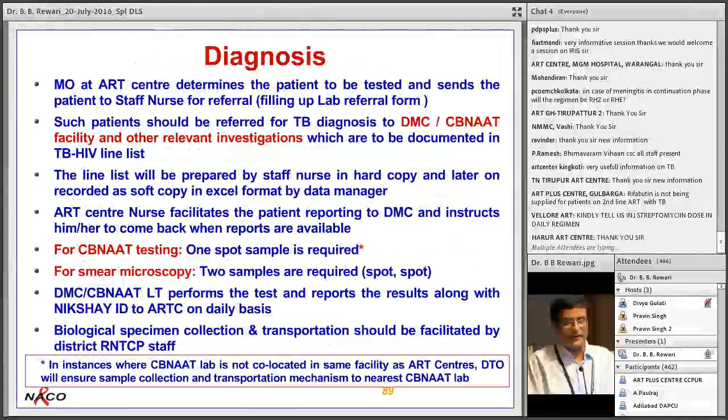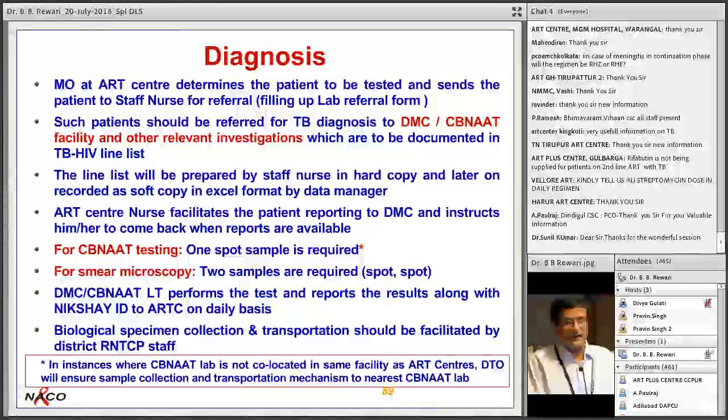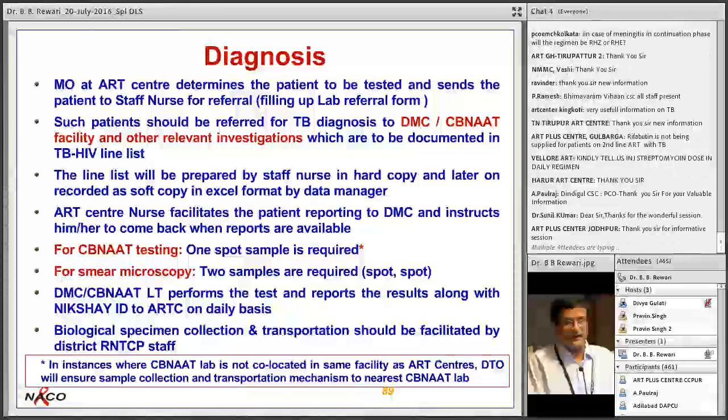Again, very important, these cases will undergo TB diagnosis by CBNAAT, cartridge based nucleic acid amplification test, or what you may commonly know as the GeneXpert machine, for which only 1 spot sample is required, so the patient will have same day testing and same day availability of results within 2 hours. In case CBNAAT is not available, then we have to do smear microscopy where 2 samples will be required, but CBNAAT is being made available to almost all the facilities.